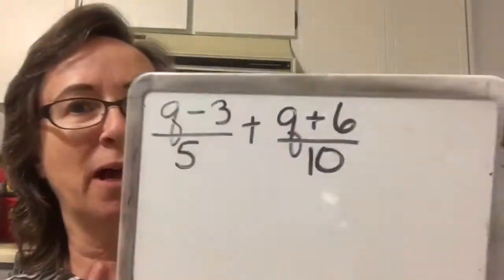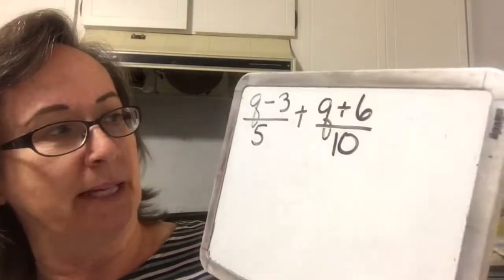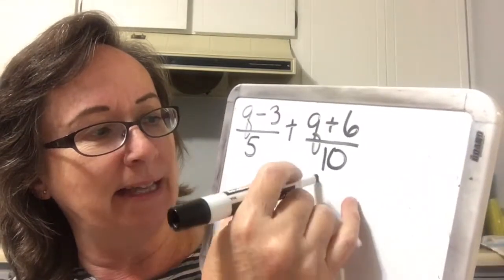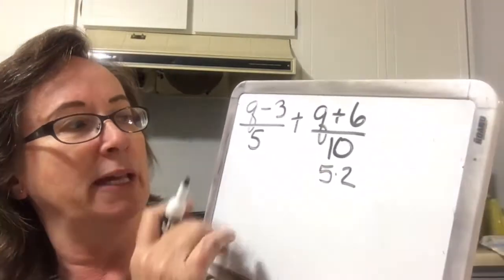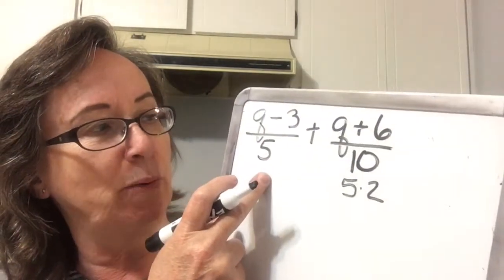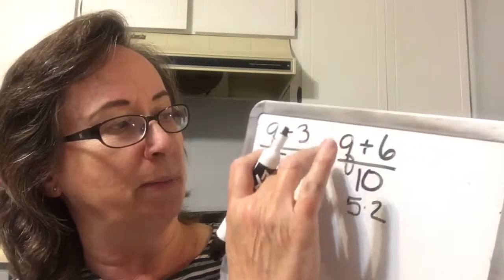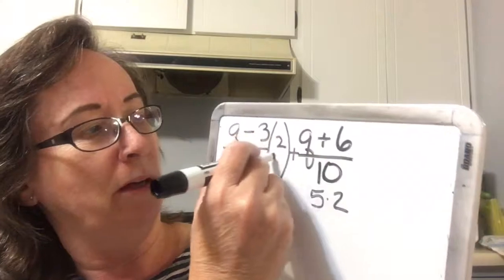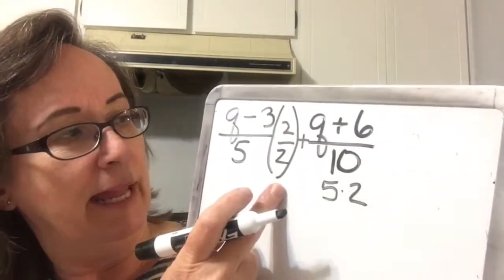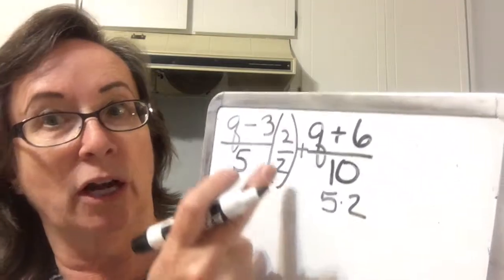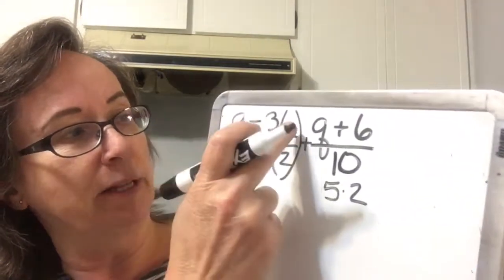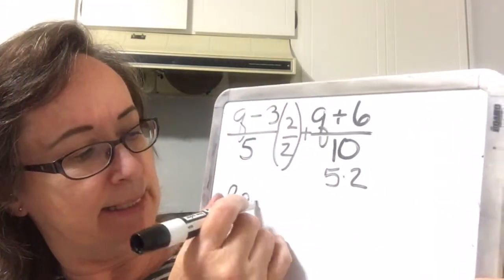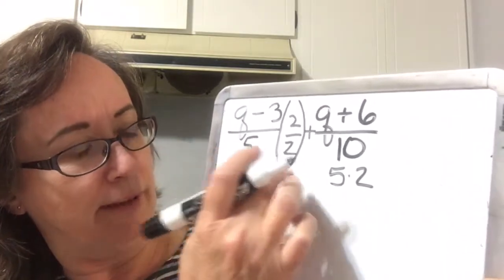Okay, so now we're back with problems that do not already have a common denominator. And this one's pretty simple because we can see that this one is a 5 times a 2. So all we need to do is multiply this one by 2 over 2, and the two denominators will be the same. So I'm going to move my plus sign over just a little bit. I'm going to put my 2 over 2 right there. And now my equivalent expression is going to be 2 times (q minus 6) all over 5 times 2, which is 10.